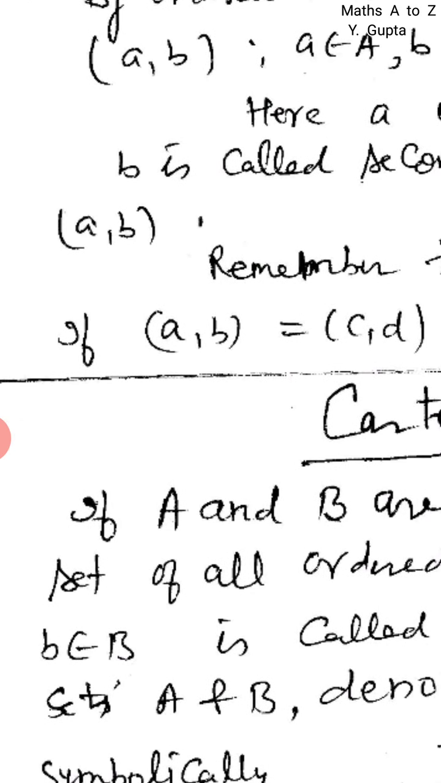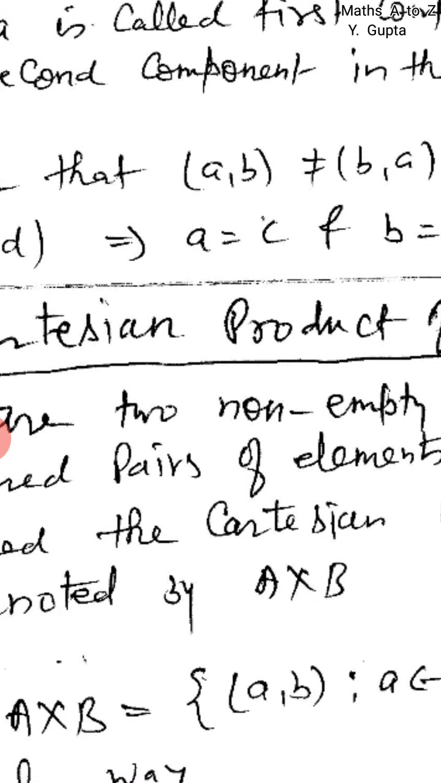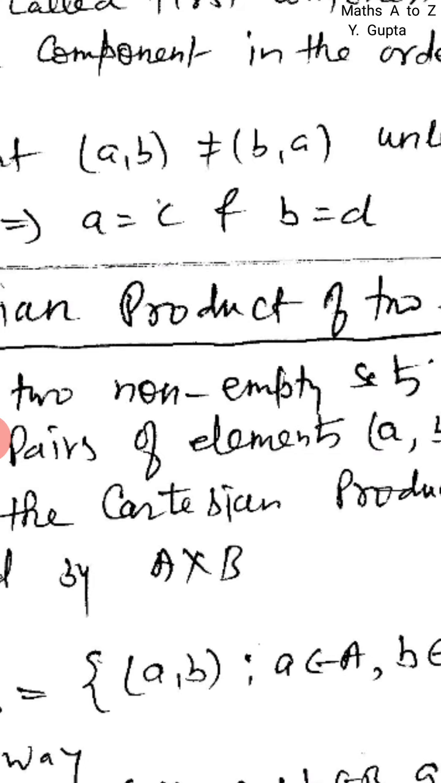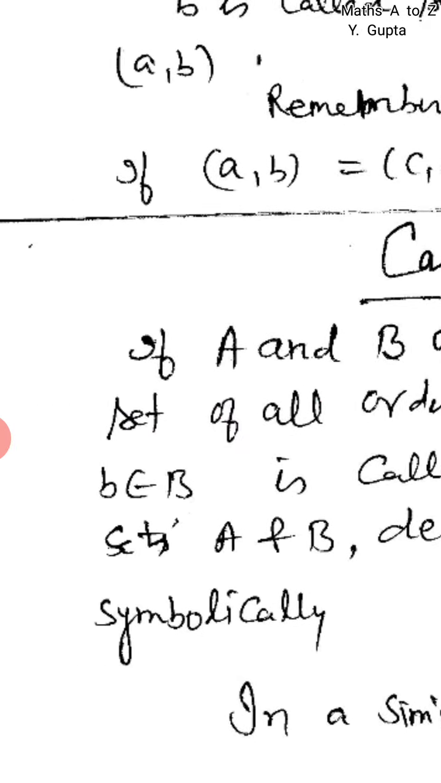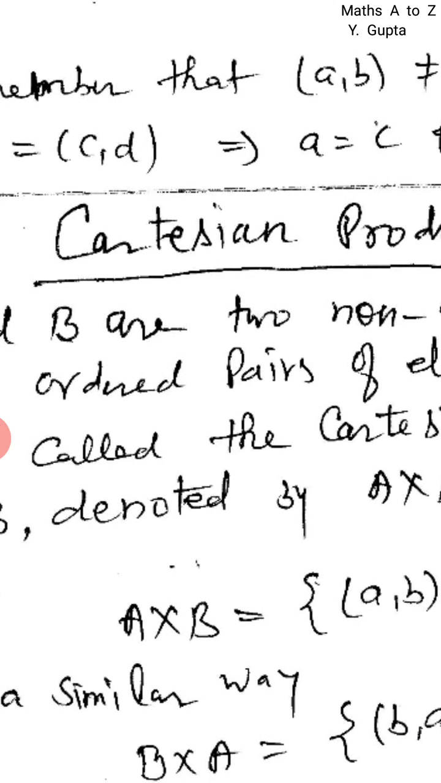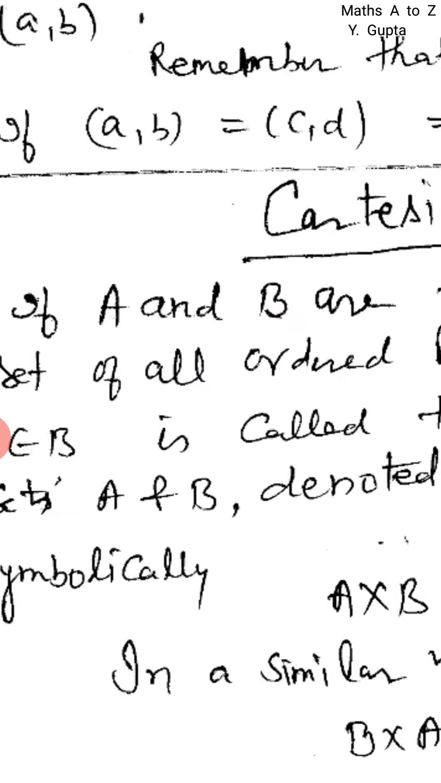If ordered pair (a, b) is equal to ordered pair (c, d), it implies that a is equal to c and b is equal to d. It means their first elements are the same and also their second elements are the same. Now next definition, we have to define the Cartesian product of two sets.